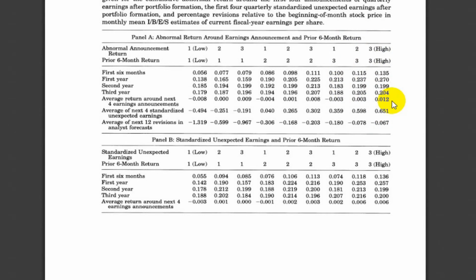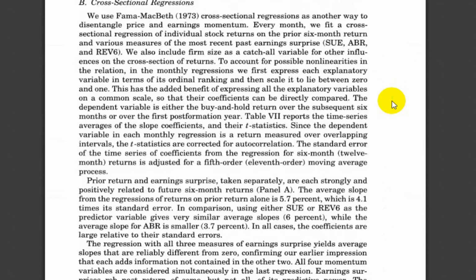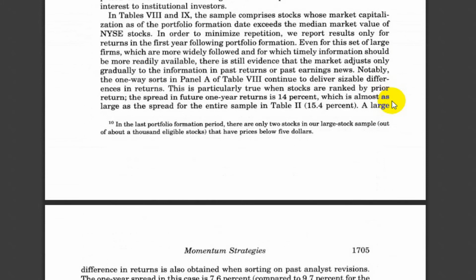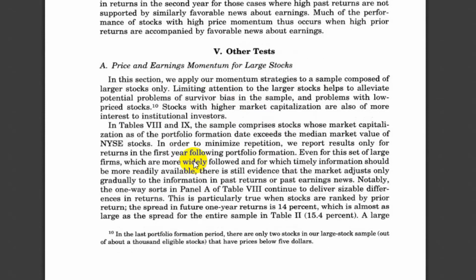Okay, so let's go down to section 5 and look at some other tests. Section 5A would be the price and earnings momentum for large stocks. Using larger stocks in the analysis gives us better information that's more practical from an investment purposes. So tables 8 and 9 provide the results for this. So let's go down to tables 8 and 9.